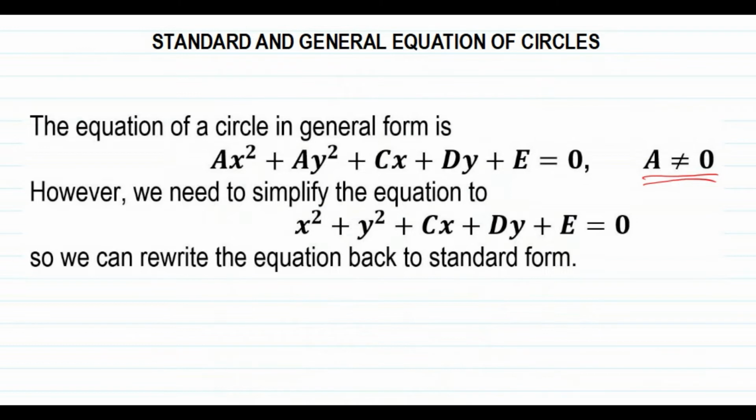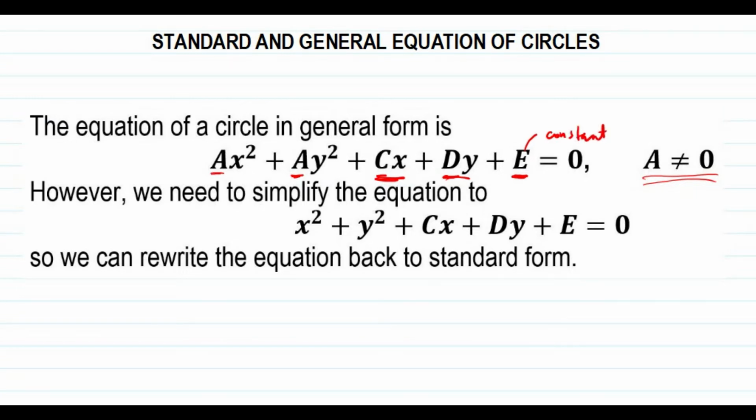In order to rewrite the equation back to standard form, himay-himayin natin. When we say A, dapat pareho yan. Pareho ang kanilang numerical coefficient ng circle. Kasi that's why it's circle. Yung x-axis and the y-axis niya is the same ang numerical coefficient. Again, cx and dy is the linear terms for this equation, and e serves as the constant. Ito yung constant of the equation.